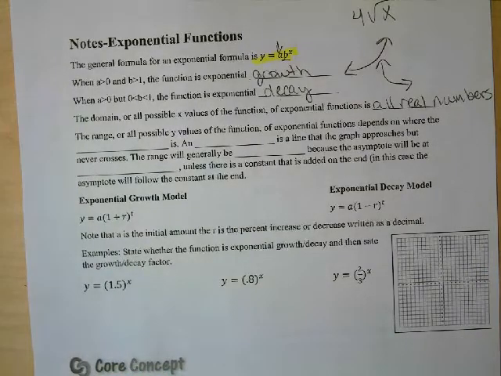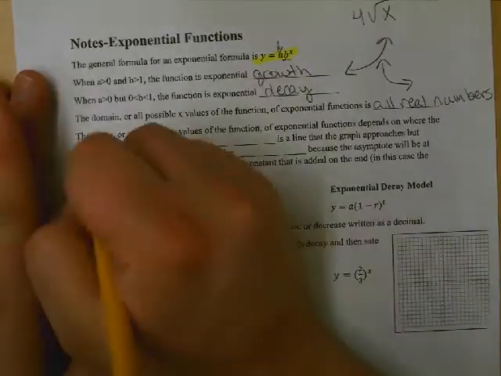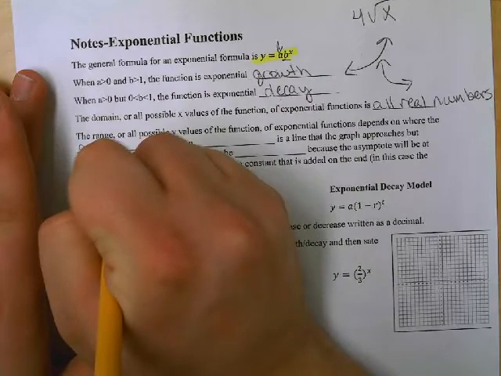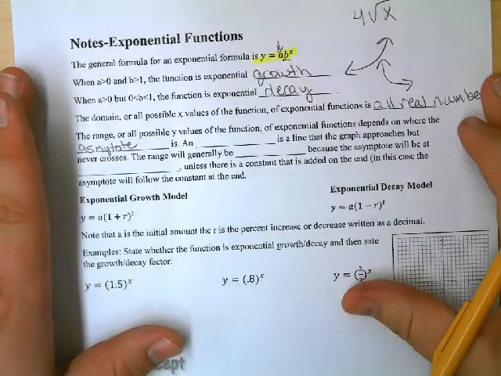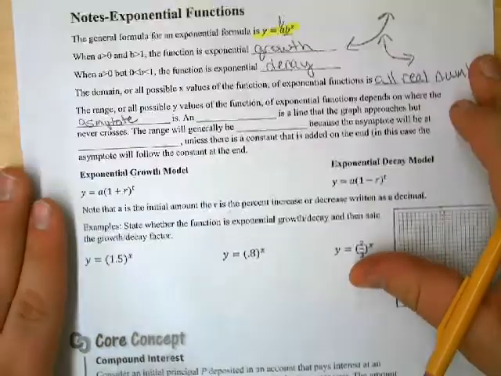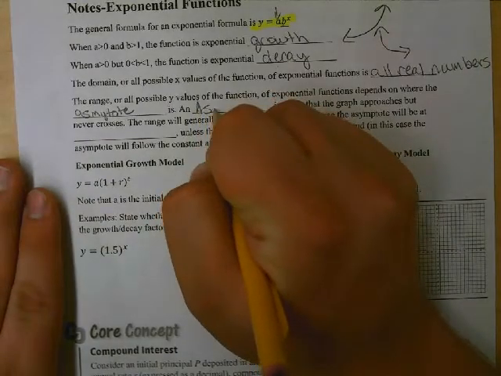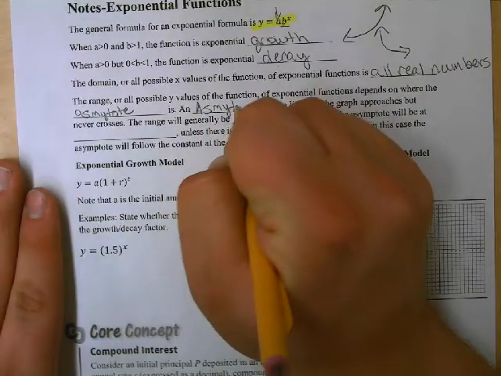The range, or all possible y values of the function, of an exponential function, depends on where the, this is a new word for the day, asymptote. It's a funny word, I know.